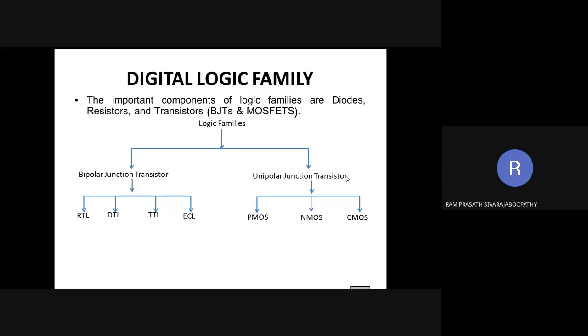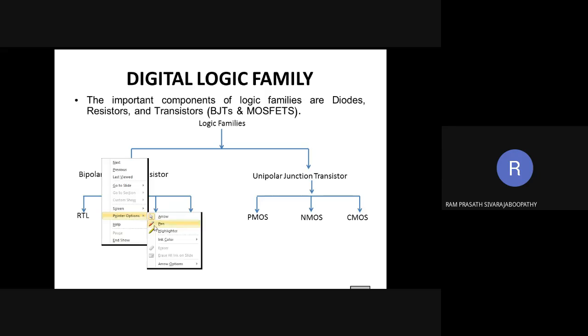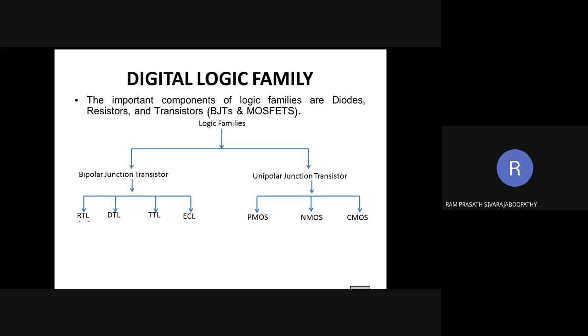Okay, we'll go one by one. Again, bipolar junction transistor we are having different classification: RTL, okay, DTL, TTL, ECL. Fine. Similarly, in the case of unipolar junction transistor, we are having PMOS, NMOS, and CMOS. I hope you know what is bipolar and unipolar.